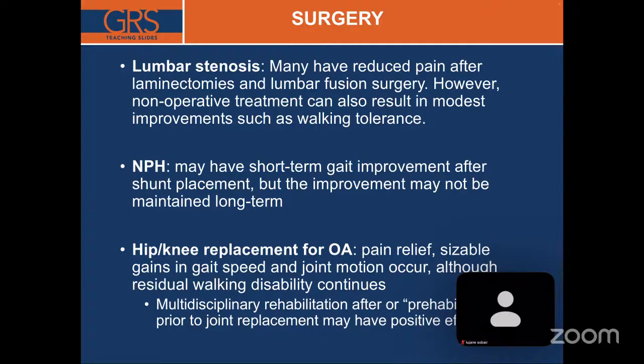And for hip or knee replacement for osteoarthritis, for example, the hip or knee replacement surgery can result in significant pain relief and improvements in gait speed and joint motion. But some residual walking disability may also persist even after surgery. So it's also worth mentioning that a multidisciplinary rehabilitation after surgery, or even sometimes the prehabilitation before the joint replacement, can also have a positive effect on outcomes eventually.